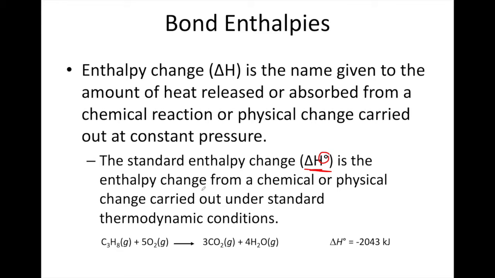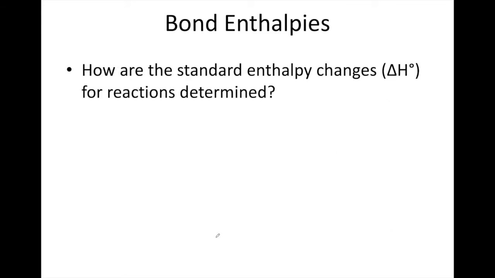So if we look at this chemical reaction here, the combustion of propane, we see over here we have a delta H value, a standard delta H value. So this reaction releases, because we have a negative sign, 2043 kilojoules under standard conditions.